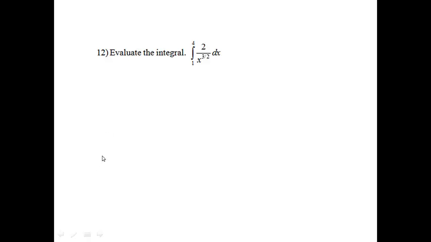Problem 12. Evaluate the integral of 2 over x to the 3 halves dx from 1 to 4. Okay, the first thing that I'm going to do in this one is move the x up top, so that's actually going to be the integral of 2x to the negative 3 halves. And then from here we can go ahead and apply our power rule. I'll increase the power by 1. I'll add 1 to the power.